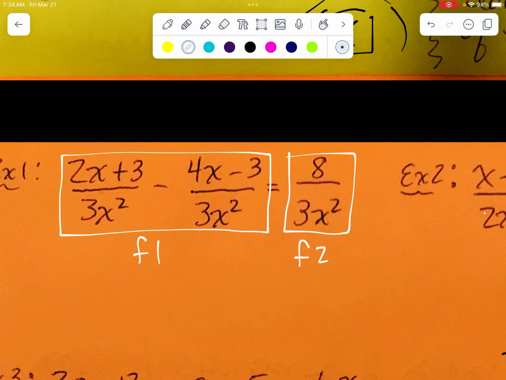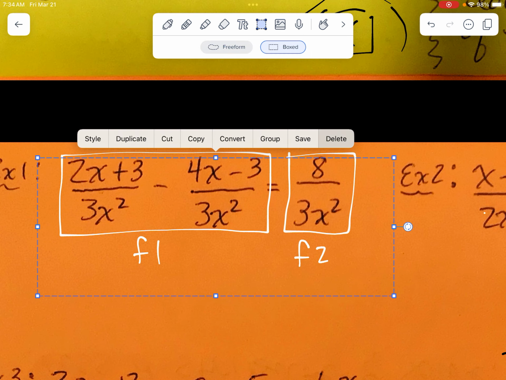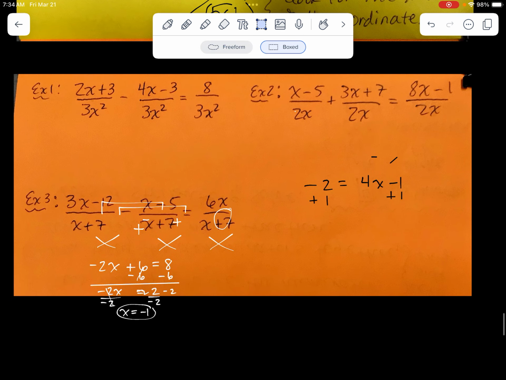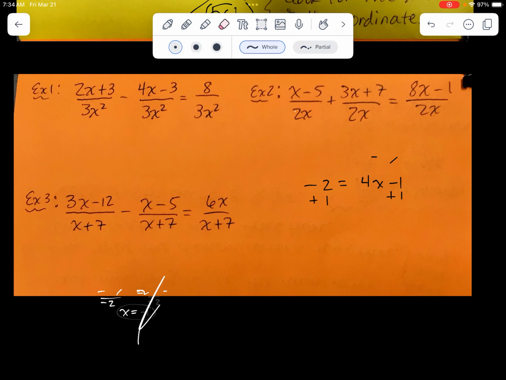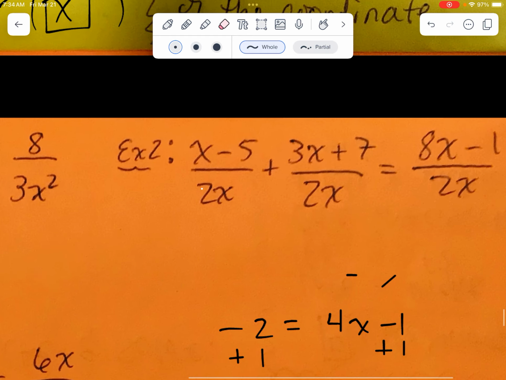Let's take a look at another example. Let's clean everything up here. There we go. And I'll have to erase all this down here. Give me just a second. Let's clean all that up. There we go. All right, example 2.